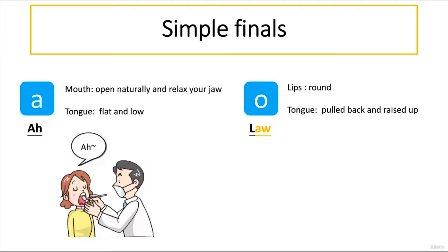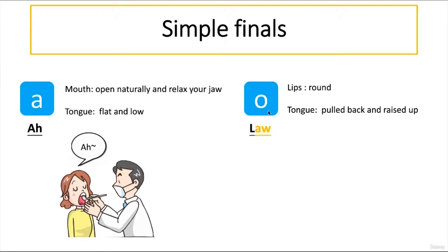So the first one, ah, read after me. Ah. When you pronounce ah, open your mouth naturally and relax your jaw. Kind of like when you're at the doctor's and he makes you say ah, and also place your tongue flat and low. Read it one more time. Ah.